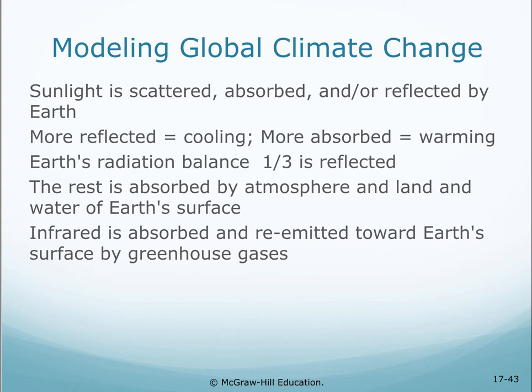Sunlight is scattered, absorbed, and/or reflected by Earth. More reflected is more cooling. More absorbed is more warming. Earth's radiation balance: 1/3 is reflected. The rest is absorbed by the atmosphere and the land and water of Earth's surface. The infrared is absorbed and re-emitted toward Earth's surface by greenhouse gases.